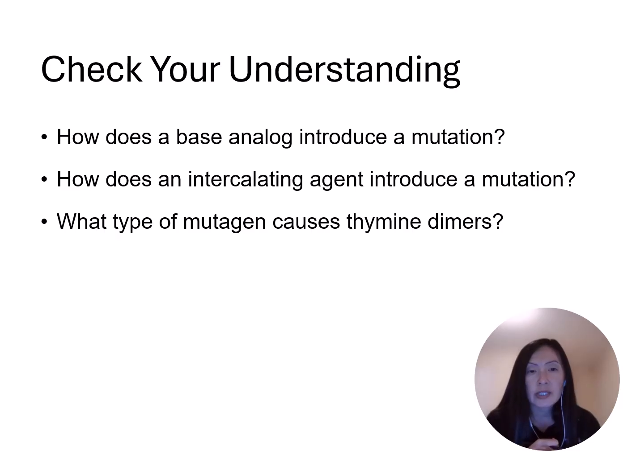The third question asks, what type of mutagen causes thymine dimers? So we just saw that this was ultraviolet or UV radiation. This is a type of non-ionizing radiation that causes these thymine dimers, where two adjacent thymines covalently bond to each other instead of base pairing with their complementary base. And this will distort DNA structure and can block replication and transcription.